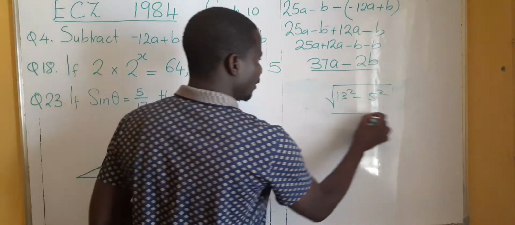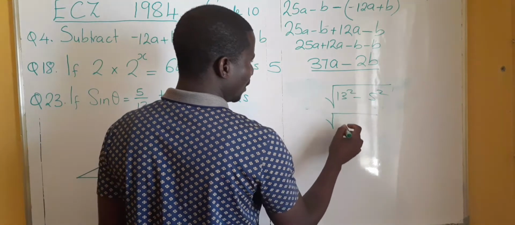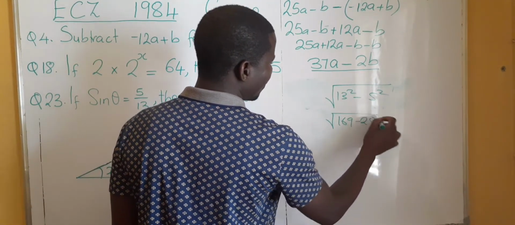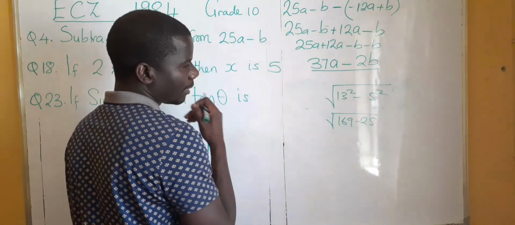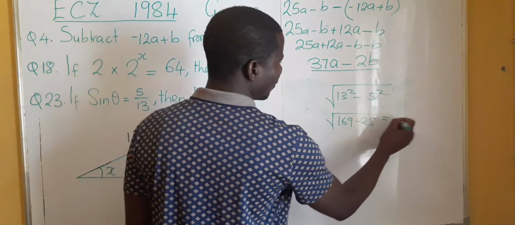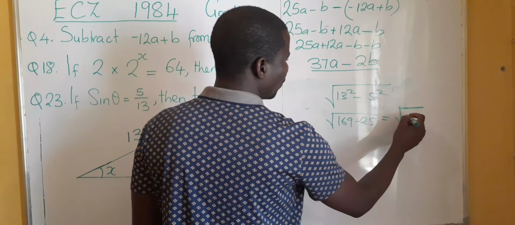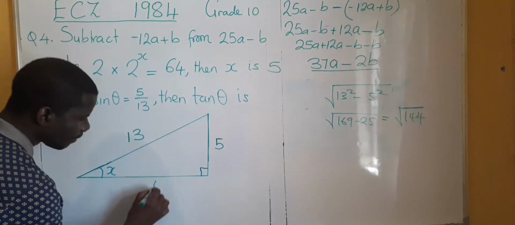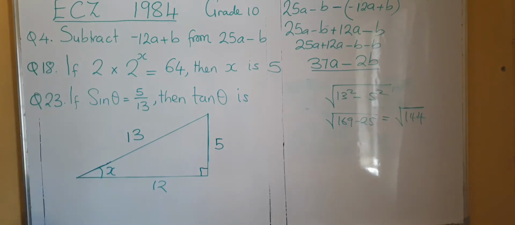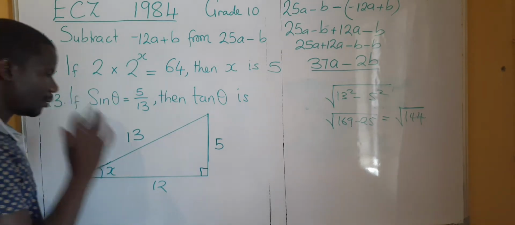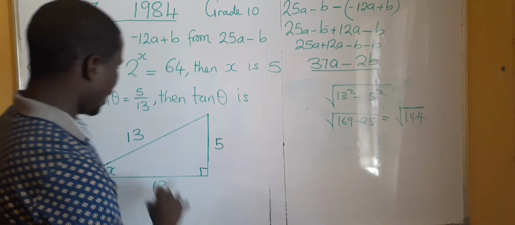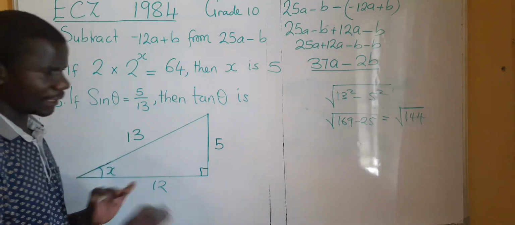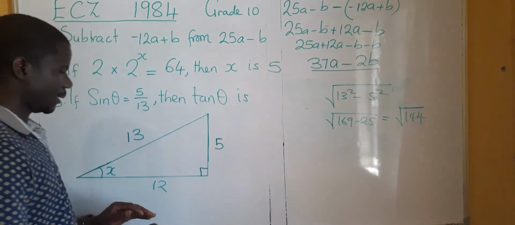So this gives me 169 minus 25. What do we get? This is going to give us the root of 144. And the square root of 144 is 12. So at least now we have all the sides. This is very important.